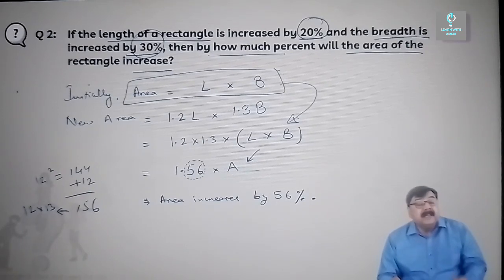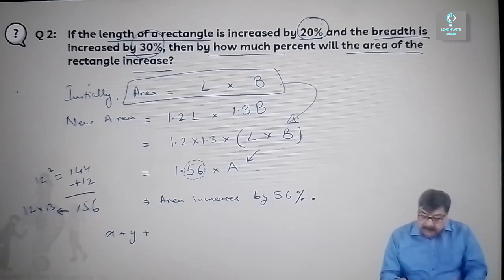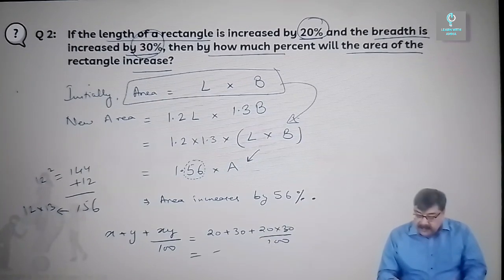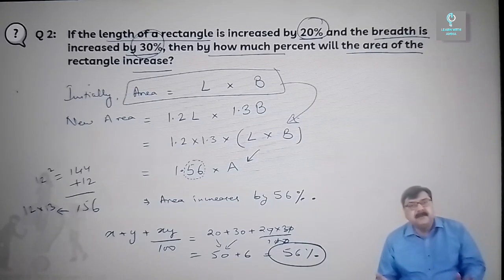Now if you recall the concepts which were taught to you in percentages, for such kind of increases we always use the formula x plus y plus xy by 100. So there is an increase of 20%, there is an increase of 30%, plus 20 into 30 by 100. This shall be 50, plus 2 into 3 is 6, so hence directly 56% increase.